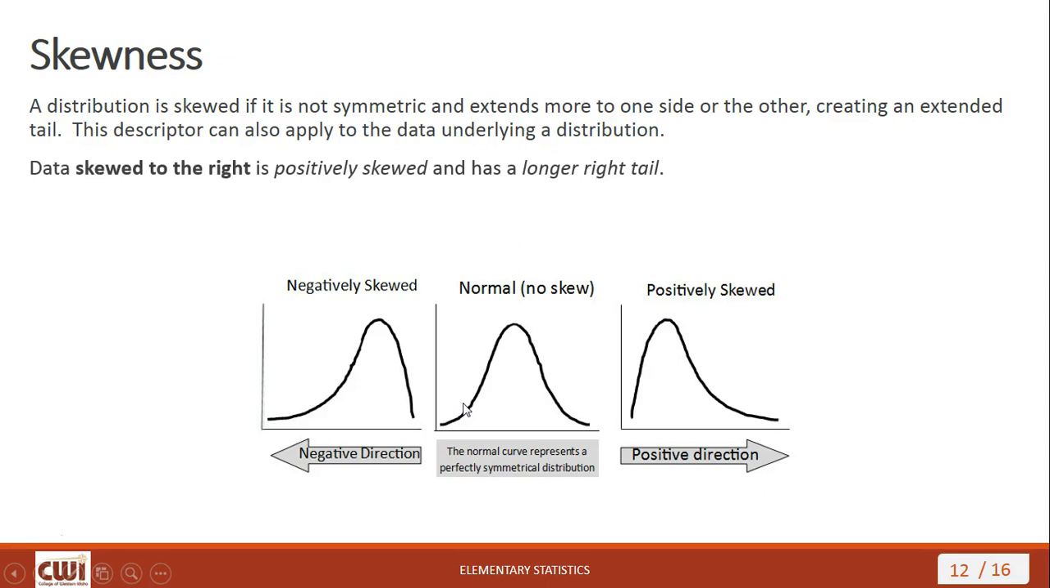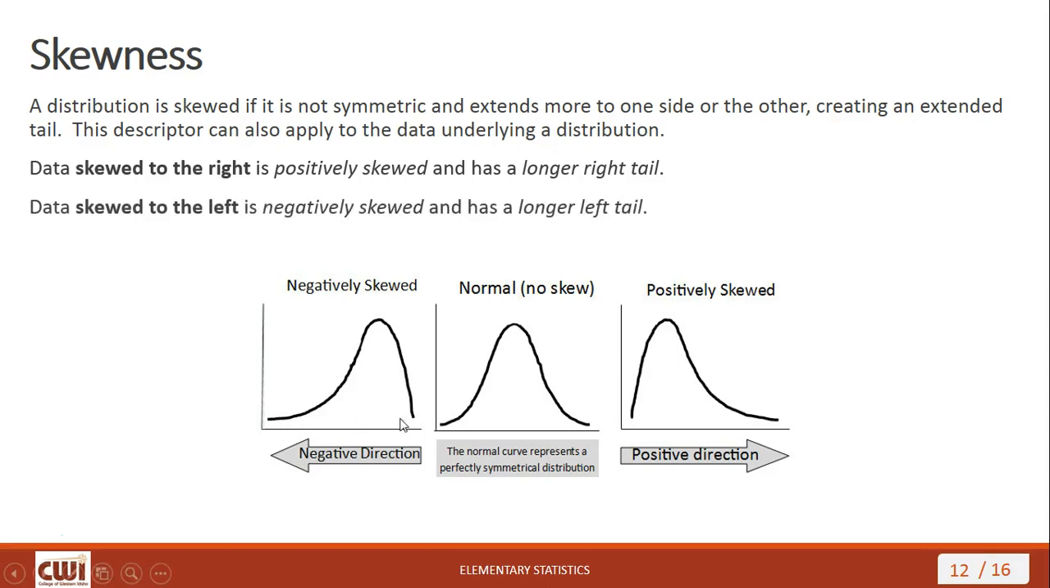So the convention that's used by statisticians is that data is skewed to the right when it's positively skewed, it has a longer right tail. Okay? They're looking at where's the longer tail in the distribution. So this distribution that you see on the right side of your screen is what they would call positively skewed, or skewed to the right.